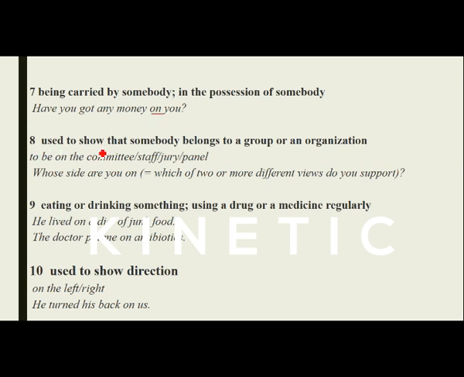Point number 8, used to show that somebody belongs to a group or organization. To be on the committee, staff, jury, panel. We use the preposition on for committee, staff. Most of the people say that I am in the committee. This is a wrong sentence. The right sentence is I am on the committee, I am on the staff. We would use such expressions.